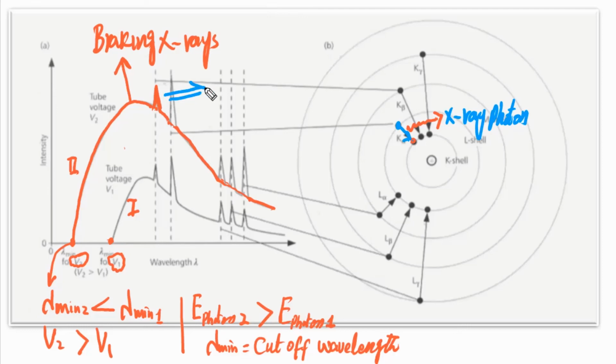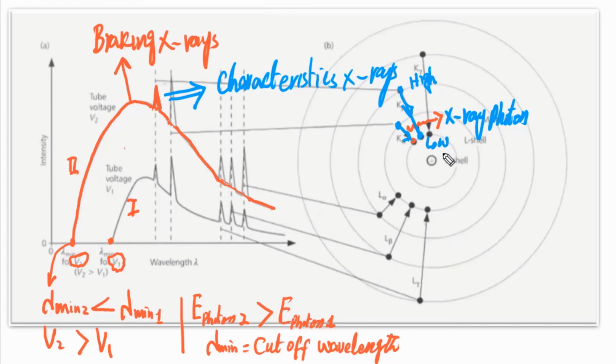These spikes represent characteristic X-rays. It's important to understand how characteristic X-rays are produced. So this is how they are produced. When the coming electrons hit electrons in the metal target, they remove an electron from the atom. So an electron from a higher energy level will jump downwards to fill that gap. When they jump from a high energy level to a lower energy level, they release energy in the form of an X-ray photon.